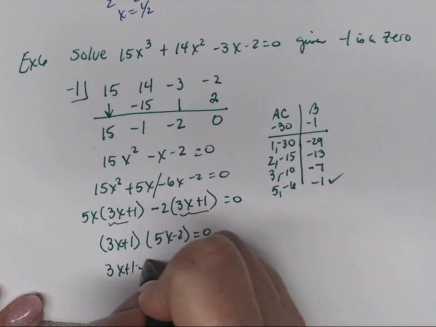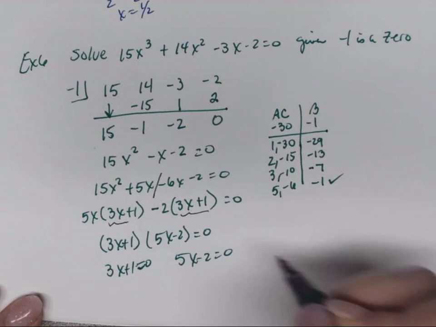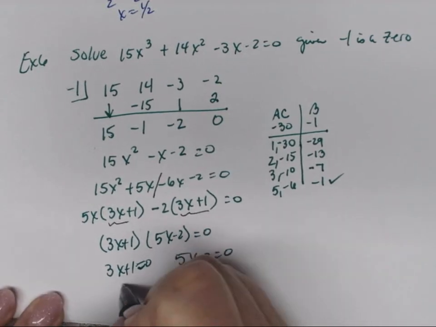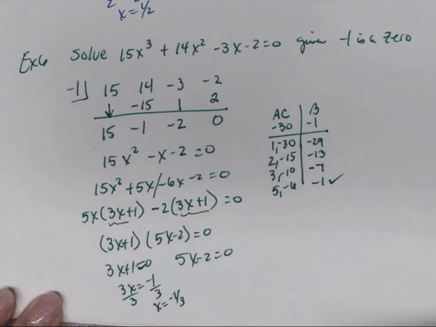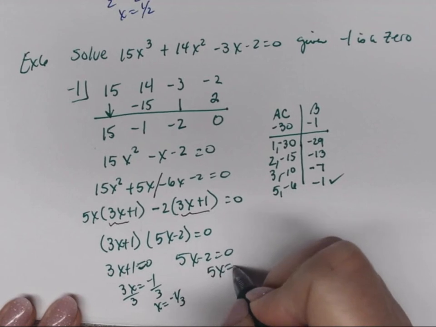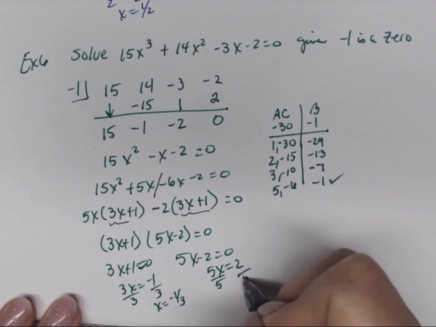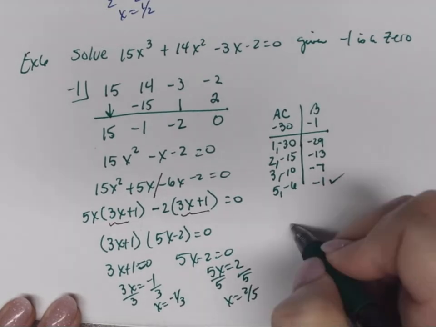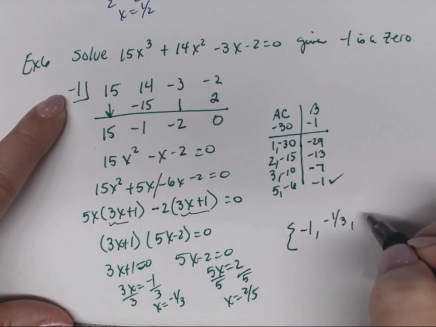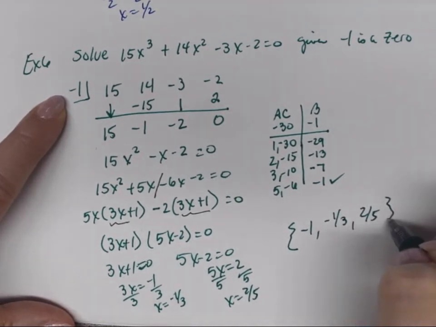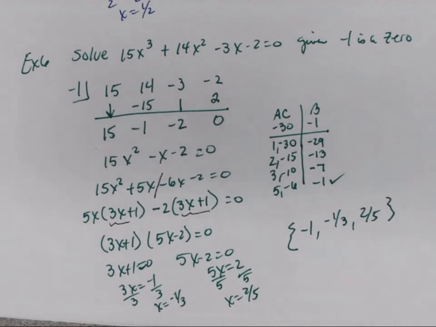So 3x plus 1 equals 0, and 5x minus 2 equals 0. Subtract our 1 over, we get 3x equals negative 1. Divide by 3, x will equal negative 1/3. Add the 2 over, we get 5x equals 2. Divide by 5, and x will equal 2/5. So our zeros include the first one we were given, negative 1, the negative 1/3, and the positive 2/5. And that's how you find all of the zeros, or to solve it, because we found all the zeros and we also solved the problem to find all the answers.